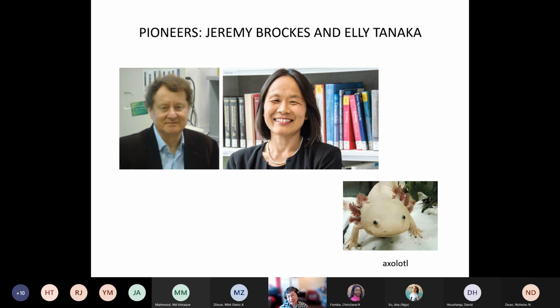So what we're going to discuss today, if the scientists are doing experiments, it's always in very, very young individuals, not in old ones. And here I show the two scientists who are best known for their work in limb regeneration. The one on the left is Jeremy Brockes, and the one on the right is Elly Tanaka. Elly Tanaka is a trainee of Jeremy Brockes, and they both contributed to our understanding of limb regeneration.